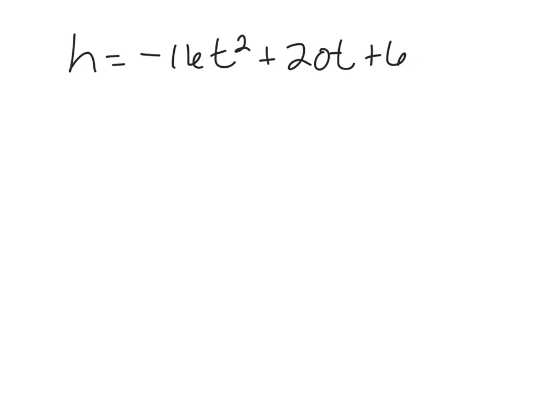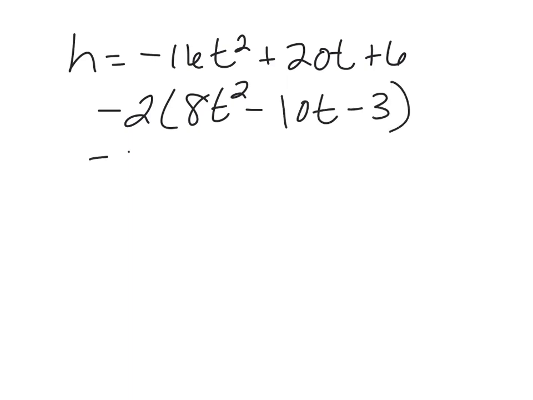So I see that 16, 20, and 6 all have a common factor of 2. I'm going to take a negative 2 out because that'll give me a positive coefficient of t squared, and that's just easier for me to work with. So then this would end up being minus, let's see, 20? No, it is 20. I meant 10t minus 3.